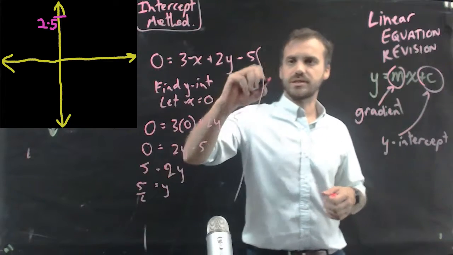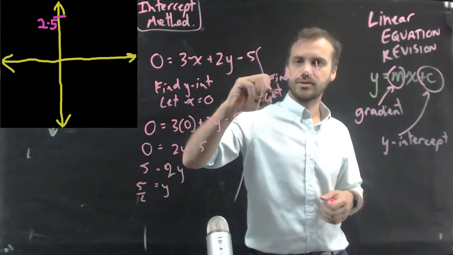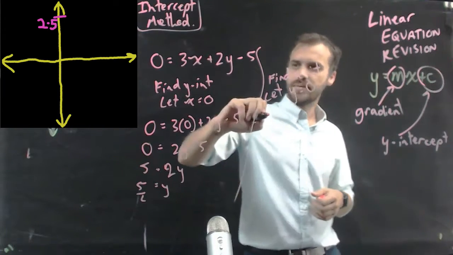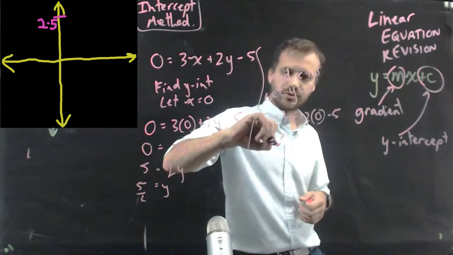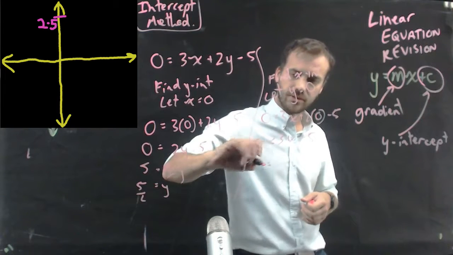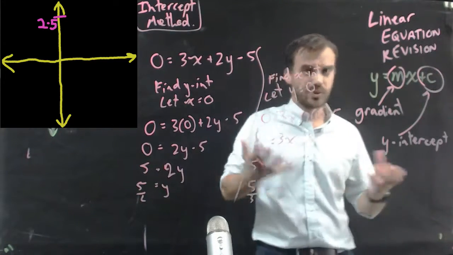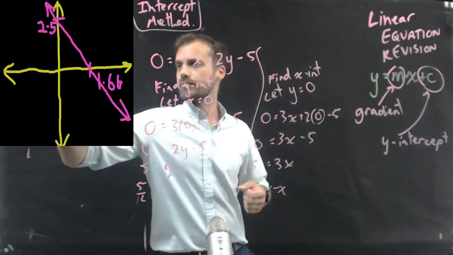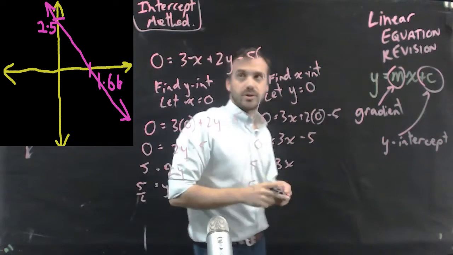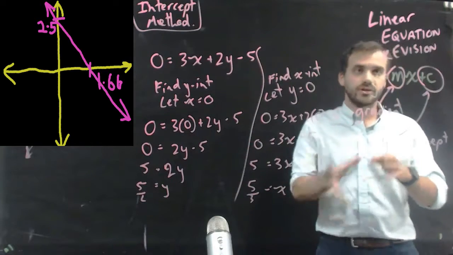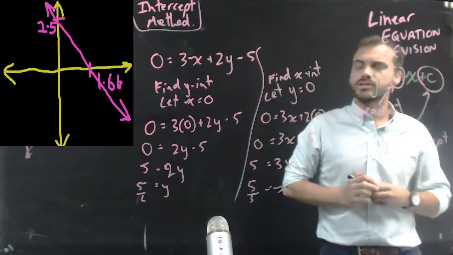And then obviously for doing the same thing, if I want to find the x-intercept, I can let y equal 0. 0 equals 3x plus 2 times 0 minus 5. So 3x minus 5 equals 0. 5 equals 3x. 5 on 3 equals x, which is 1.66. Okay, so I've used my intercept method. Even if I don't have the gradient intercept form, I can still sketch this.